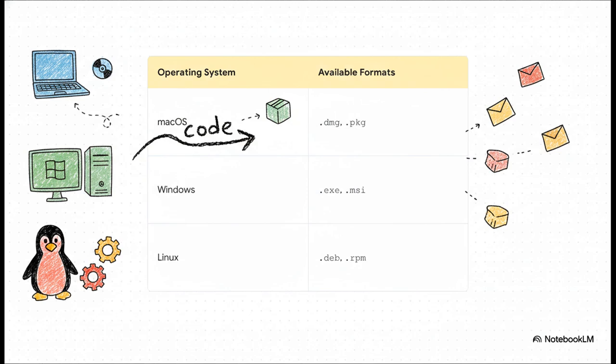And the result is exactly what you'd hope for. From a single codebase, you're generating the native installers everyone's used to. Standard .dmg and .pkg files for macOS, .exe and .msi for Windows, and of course .deb and .rpm packages for Linux. This is the multi-platform promise, fully delivered.